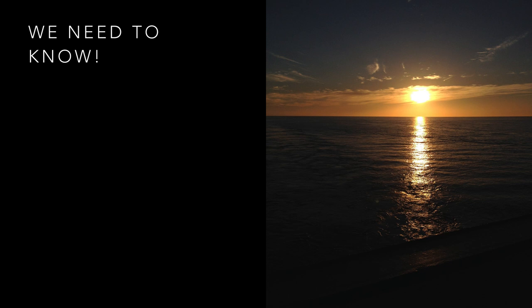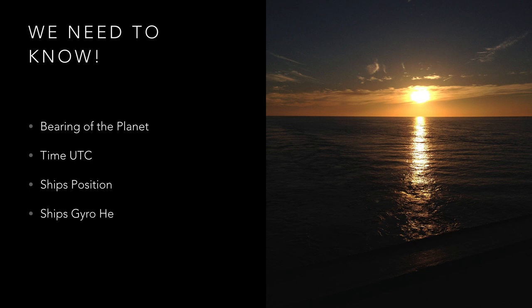Before we start our calculations, we need to take our bearing of the planet. Don't worry if you don't know which planet it is, I will explain how to work this out in a later video. We also need to note down the exact time we have taken the observation, which we will convert to universal time. We note down the vessel's position, as well as the vessel's heading as shown on the gyro and magnetic compasses.